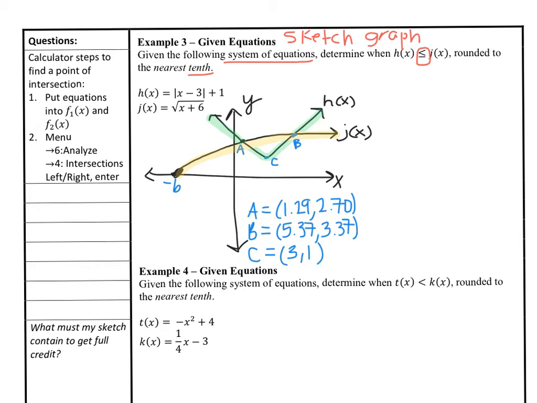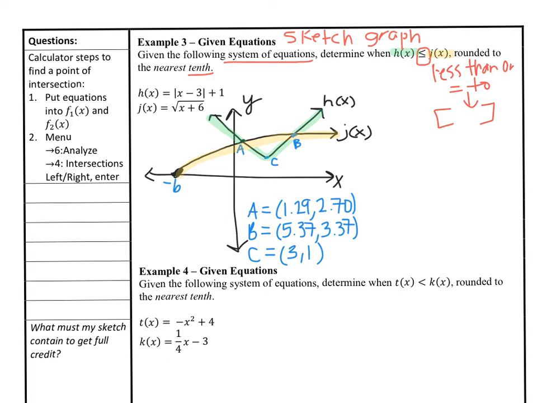It says determine where h of x is less than or equal to j of x. And something to note is that if it says less than or equal to, then we're including the values, so we're going to be using brackets instead of parentheses, because we're including the endpoints of the intervals.